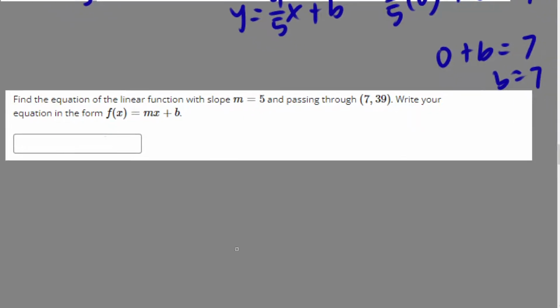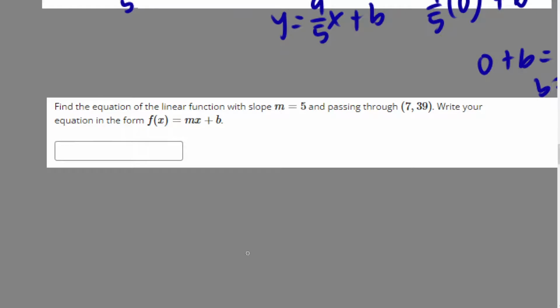Find the equation of a linear function with slope m equals 5 passing through 7, 39.